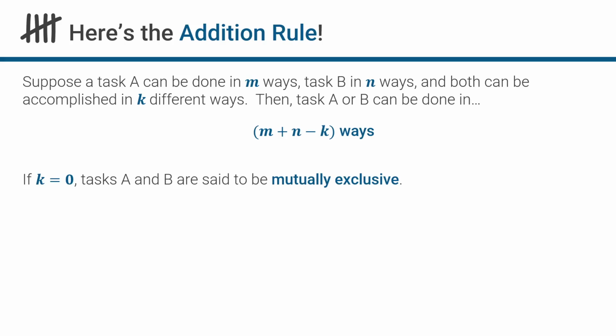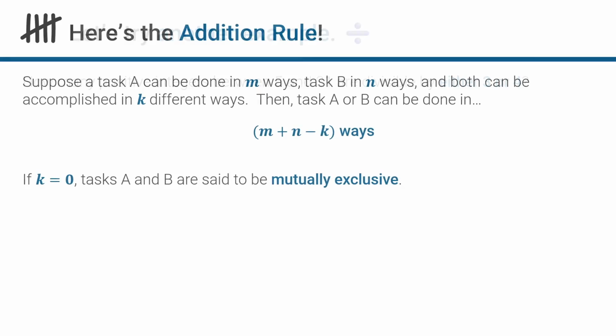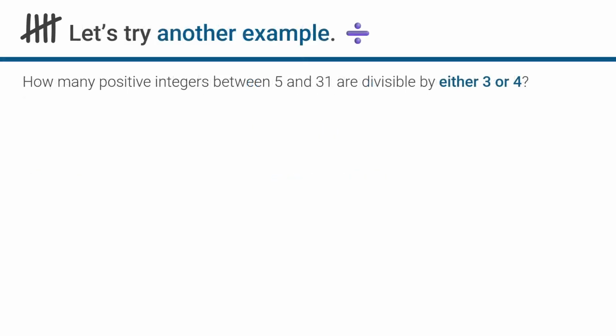Okay. So you need to prepare for this because there's a lot of tricky questions on this one. Okay. So how many? Let's have another example. How many positive integers between 5 and 31 are divisible by either 3 or 4?